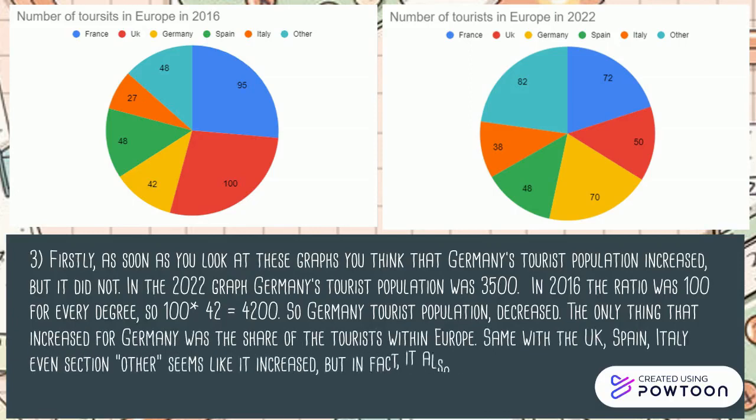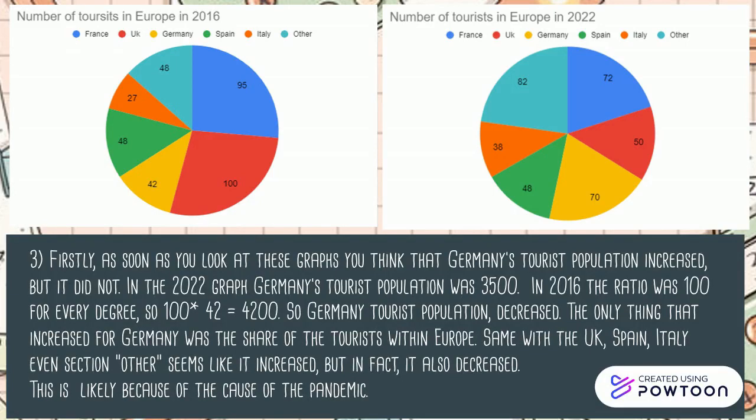The only thing that increased for Germany was the share of tourists within Europe. Same with the UK, Spain, and Italy. Even the section Others seems like it increased, but in fact it also decreased. This is likely the cause of the pandemic.